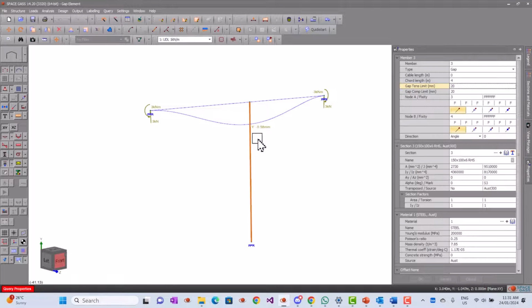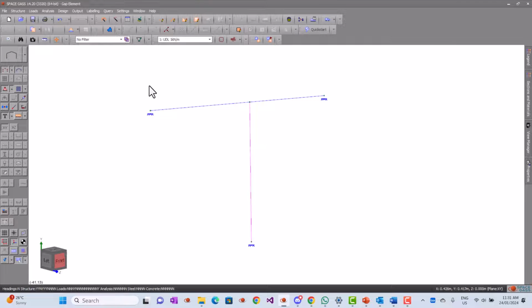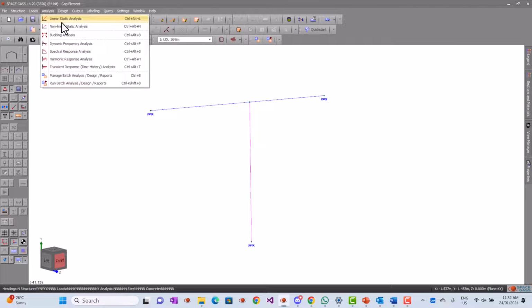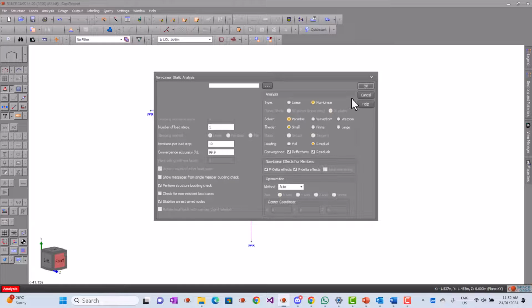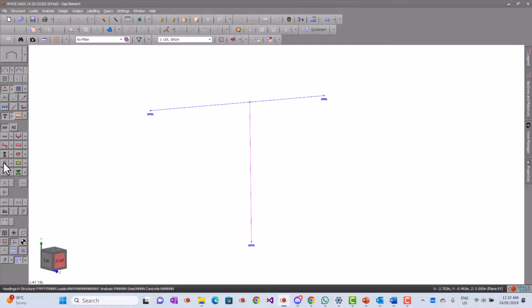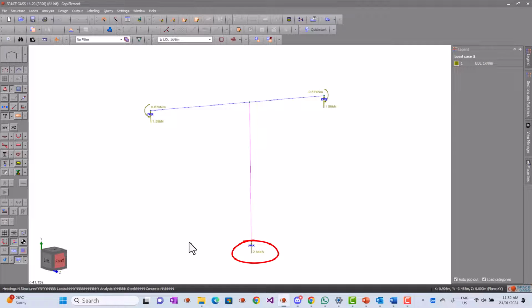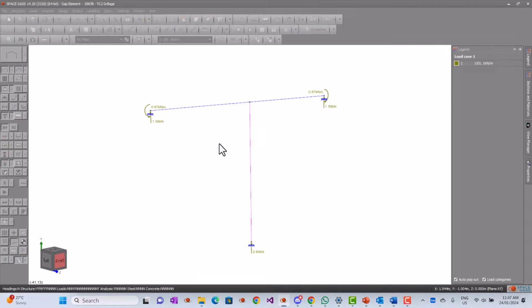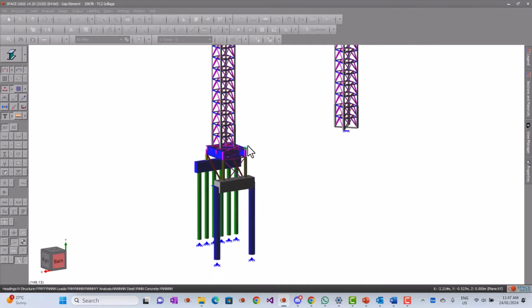In fact, we can give it a try by changing the compression limit to a quite small value, say 0.01 mm. Now we can see axial force developed in the column. This simple example effectively demonstrates how gap elements function. In the second example, let's look at a crane model.